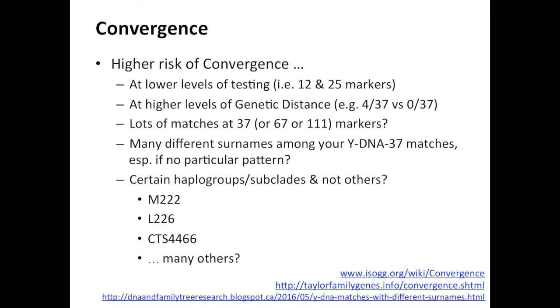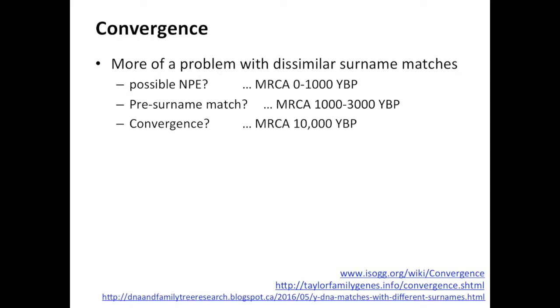And then CTS4466 is another haplogroup that is prone to these chance matches due to convergence. So it's more of a problem with dissimilar surnames and less of a problem with the same surname. You have the same surname and it looks like genetic distance is like 2 out of 37. The likelihood that that is convergence is a lot less than if you have, say, a McDonald and a Farrell and the genetic distance is 2 out of 37. Then you're left with a decision. Is this a possible non-paternity event? In which case, which came first, the McDonald's chicken or the Farrell egg?